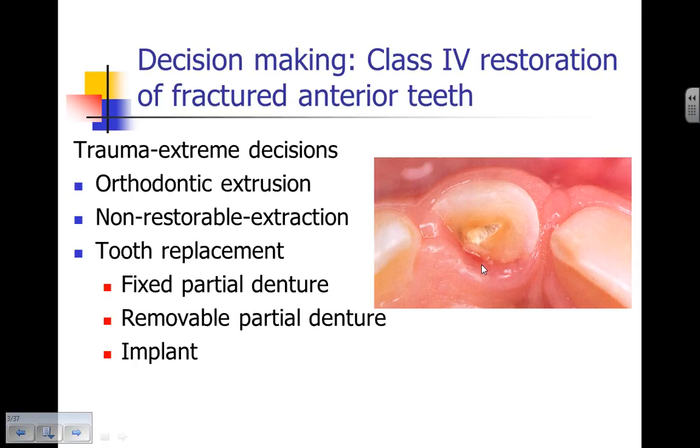The tooth has been endodontically treated. The tooth's going to get a cast post and core, and it's going to be extruded with orthodontic movement. As the tooth extrudes, the periodontium moves with it, and later, when the tooth is at the height we want it at, we're going to go in and do a periodontal procedure and do crown lengthening so that we can restore that tooth.